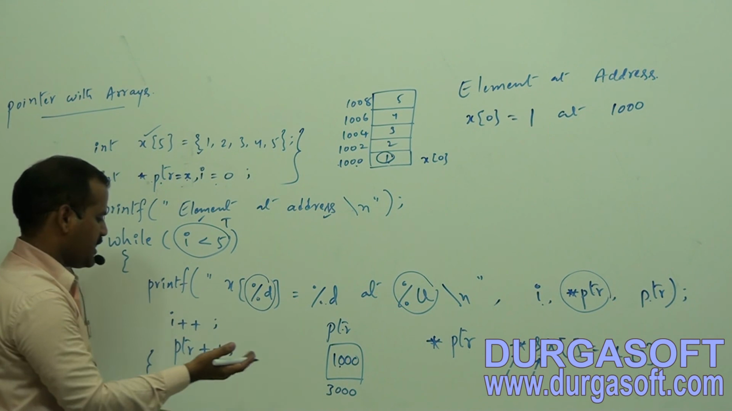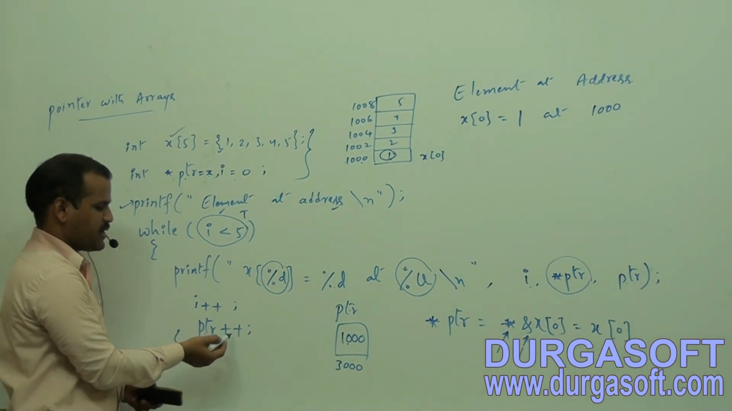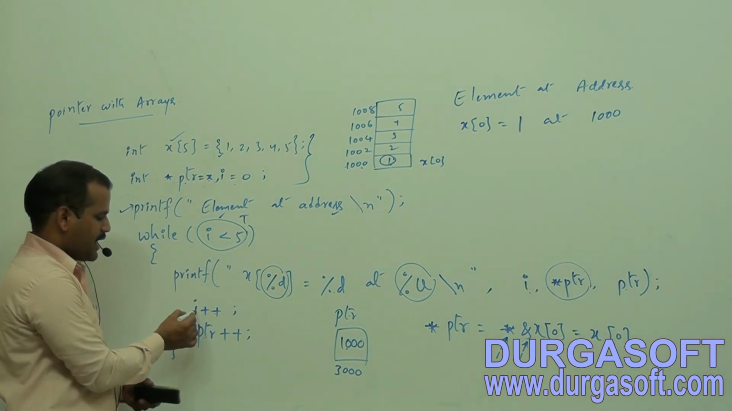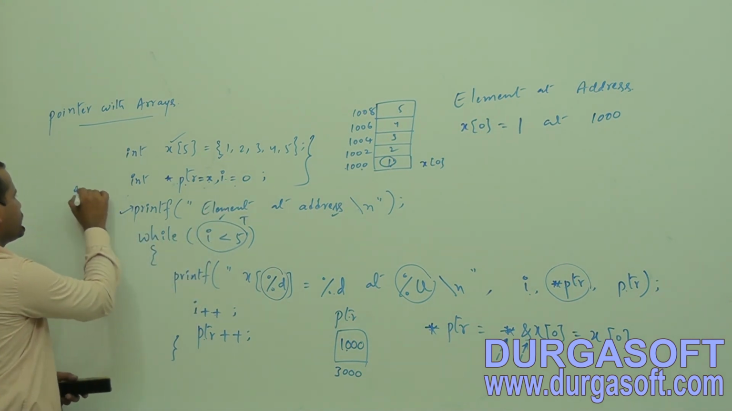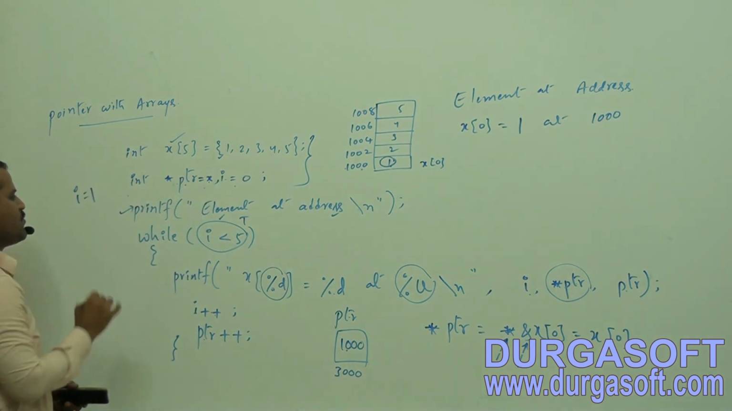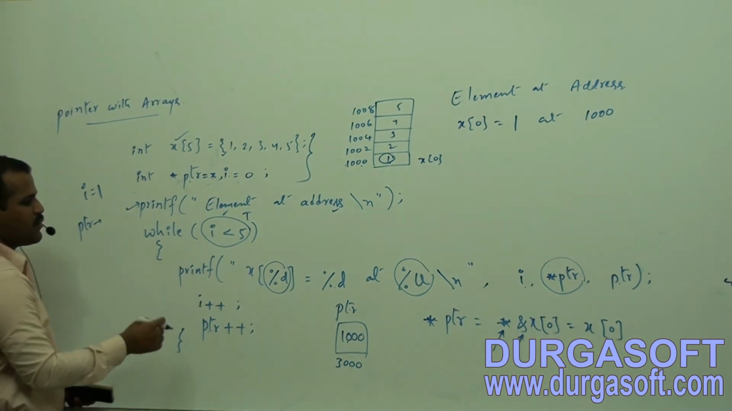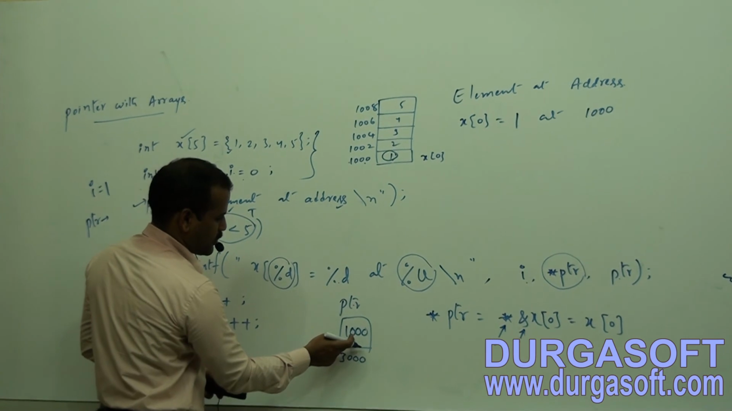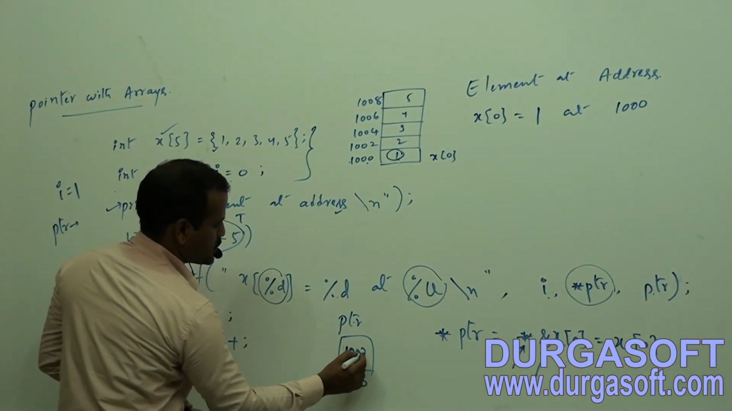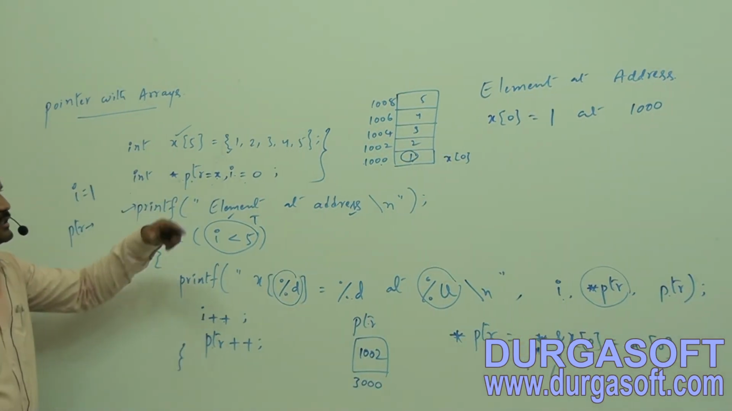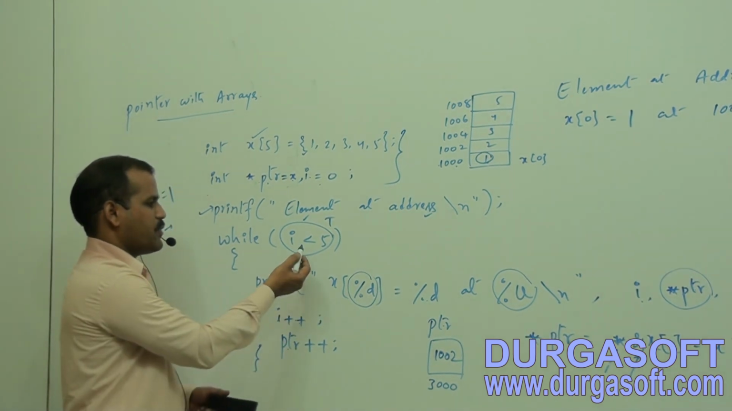After that, in the next statement, I will be incremented by 1 and the pointer is also incremented by 1. When the ordinary variable I is incremented by 1, its value goes from 0 to 1. After incrementing the pointer, which initially had 1000, it should now indicate 1002, the next data element value. So now the loop begins again.